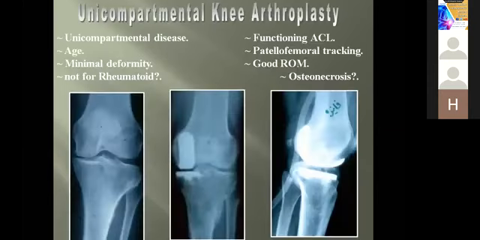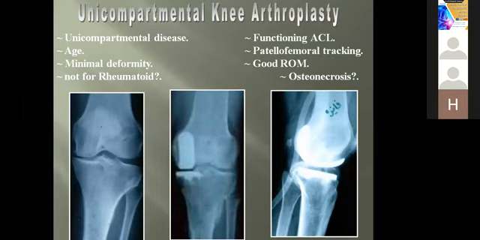The unicompartmental arthroplasty needs unicompartmental disease. The age range is a matter of debate, but nowadays it's more and more decreasing, and the limit to start to give the patient the offer of a unicompartmental knee is going down as we have long-term results and better long-term results that satisfy us that this prosthesis can stand the test of time. The deformity should be minimal, and the unicompartmental knee concept is not aimed at correcting deformity. Of course, it's not for rheumatoid patients.